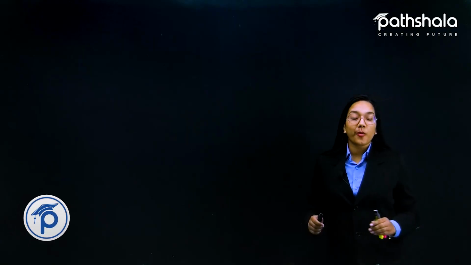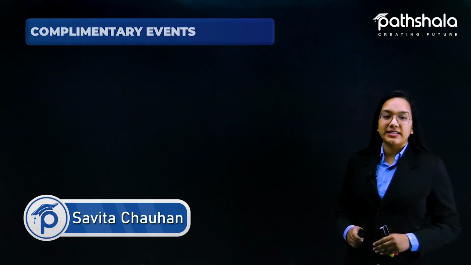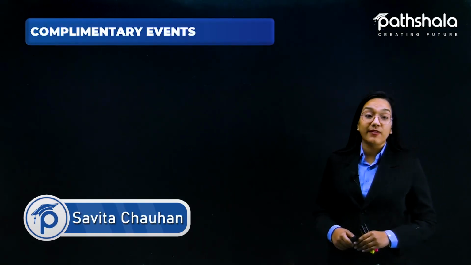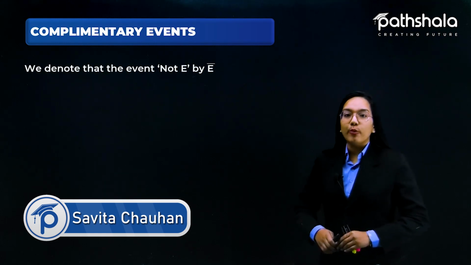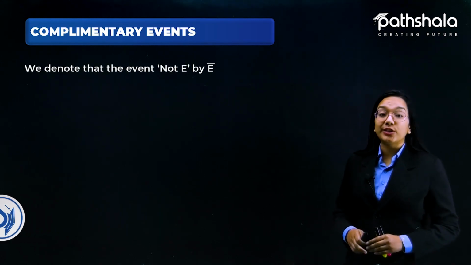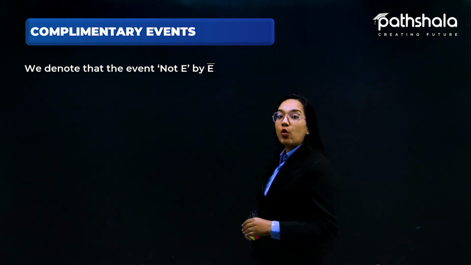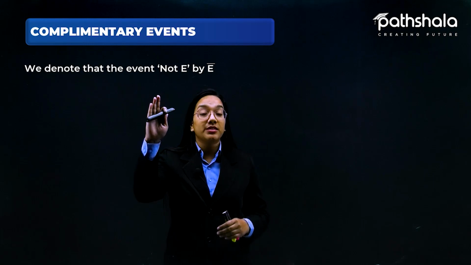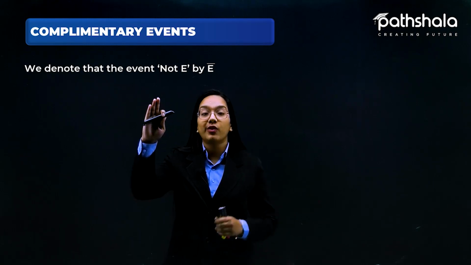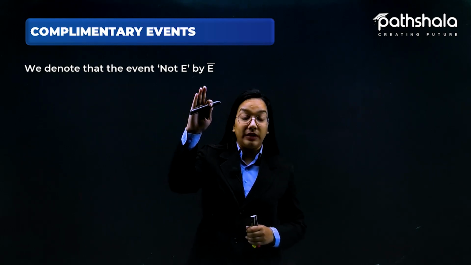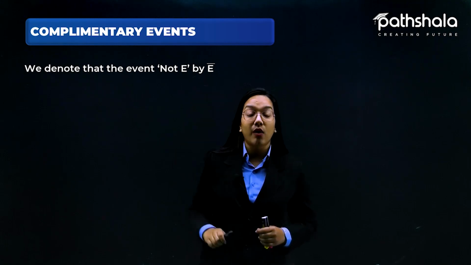Now let's just talk about another special type of events that are called complementary events. What are complementary events? We denote the event not E by E bar. So whenever we denote the event not E, meaning the non-occurrence of event E, we always denote it by E bar, E having a bar on it.